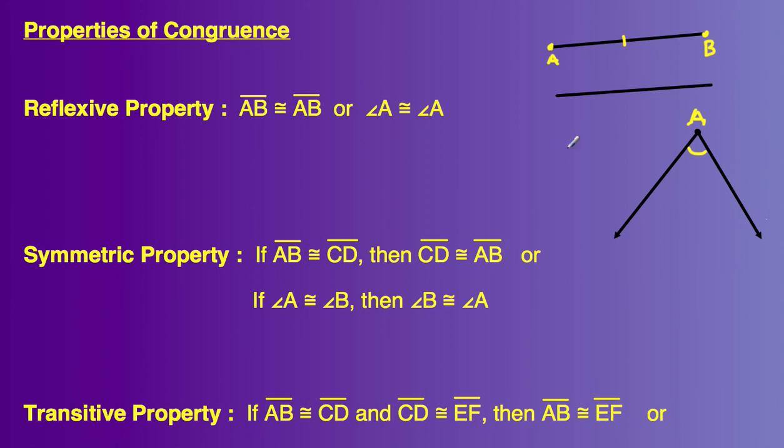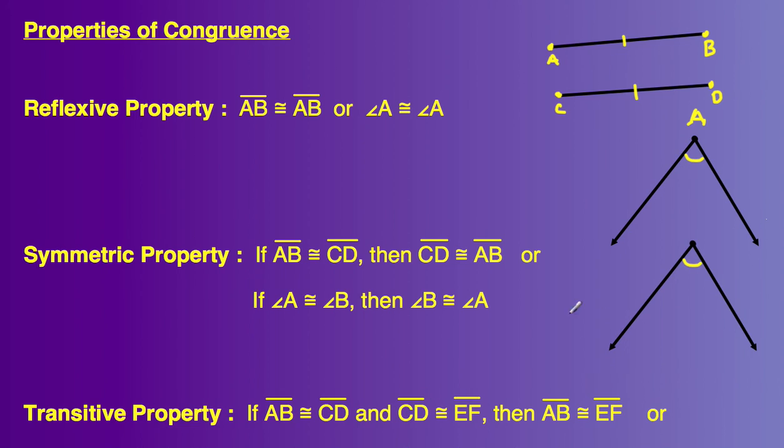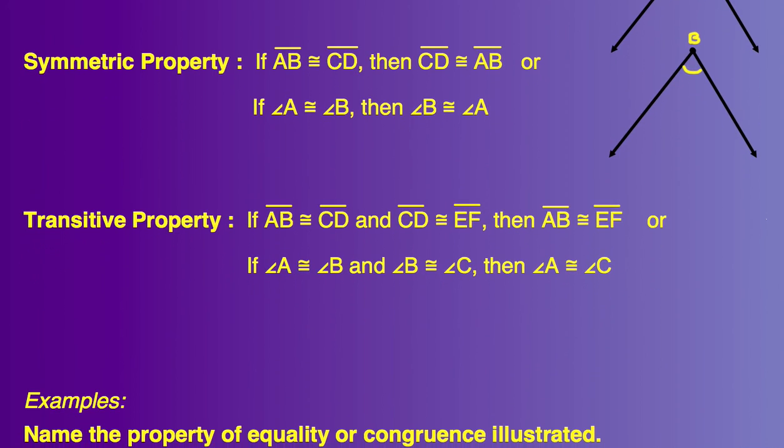Okay, the symmetric property says that if segment AB is congruent to segment CD, so let's make segment CD, remember those tick marks mean that it's congruent to. Okay, so if segment AB is congruent to segment CD, then segment CD is congruent to segment AB. So the symmetry of it says that you can just kind of flip around the congruent statement. Doesn't matter the order, front to back or back to front. Okay, same thing with angles. We could make an angle B. So if this is angle B here, this is angle A up here, then if angle A is congruent to angle B, then angle B is congruent to angle A. That's our symmetric property.